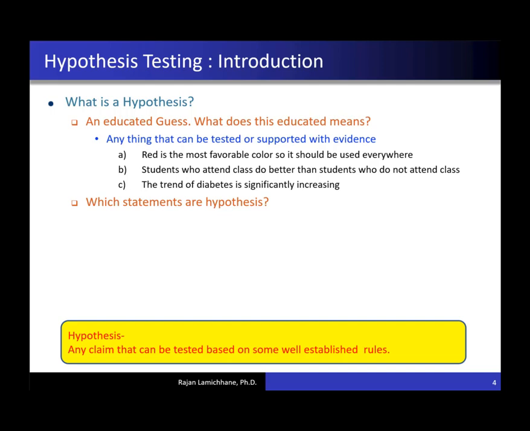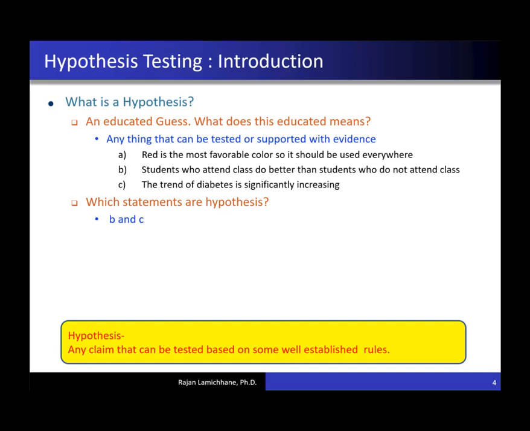First example: red is the most favorable color, so it should be used everywhere. Second example: students who attend class do better than students who do not attend class. And the third example: the trend of diabetes is significantly increasing. So, out of these three statements, which are the hypotheses?